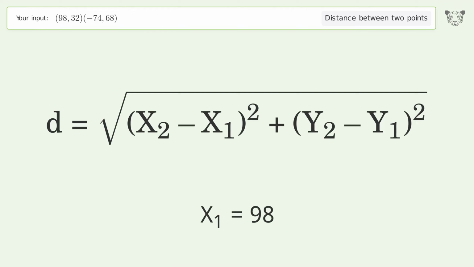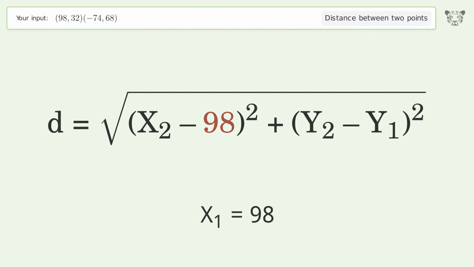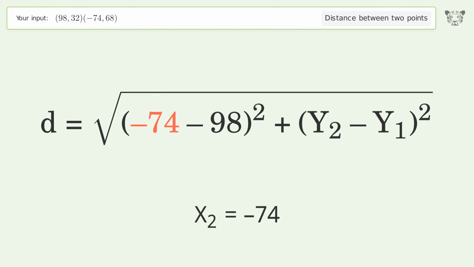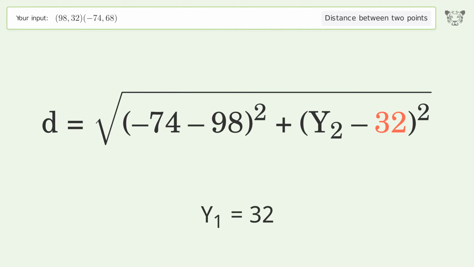x1 equals 98. x2 equals negative 74. y1 equals 32. y2 equals 68.